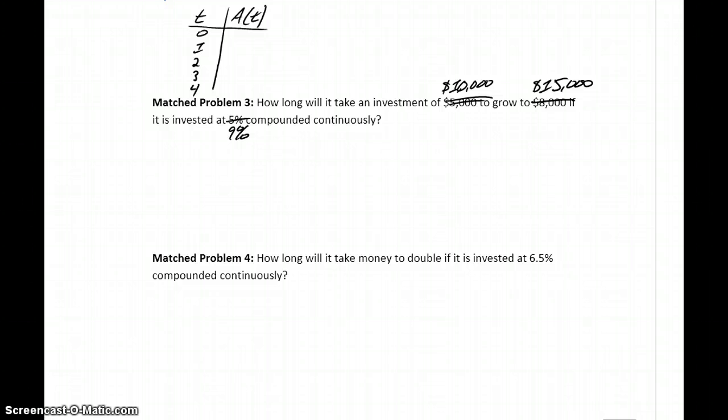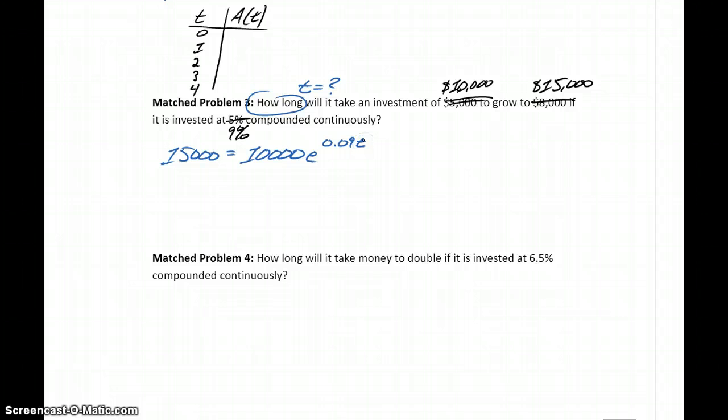So in this case, we have to use some algebra techniques in order to determine the length of time. So what we're interested in is how long. So the unknown that we're trying to solve for is t. So we want this amount to grow to $15,000. We're starting off with an initial investment of $10,000, and we have an interest rate of 9%.